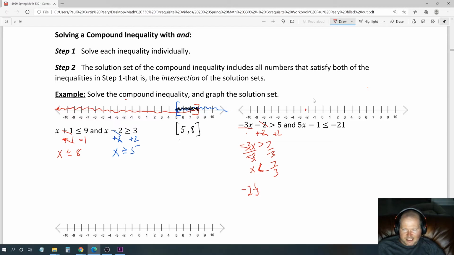Since it's less than, it is to the left: less than, left. And because the arrow is pointing towards the left, we also know it's going to open up towards the left. Now, because it doesn't have the equal part, we are going to use the parentheses.